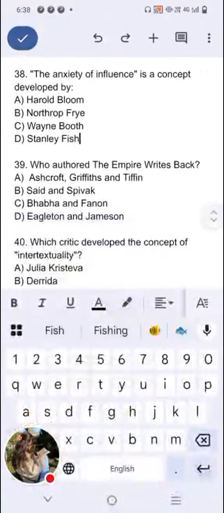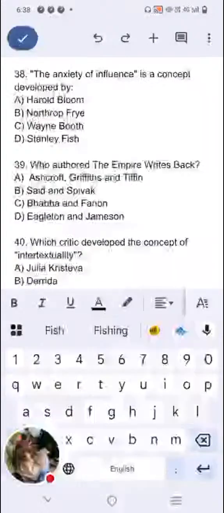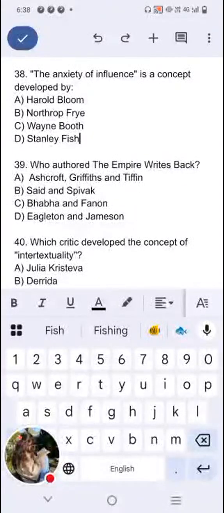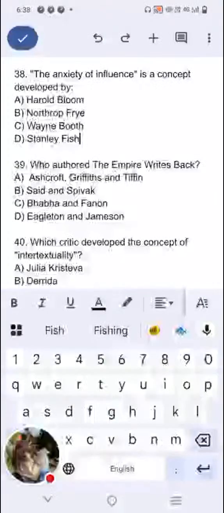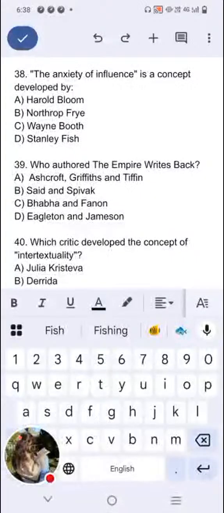Next question. The anxiety of influence is a concept developed by option A, Harold Bloom, option B, Northrop Frye, option C, Wayne Booth, option D, Stanley Fish. Who coined the concept anxiety of influence? You can say the right answer in the comment section. We can learn together.